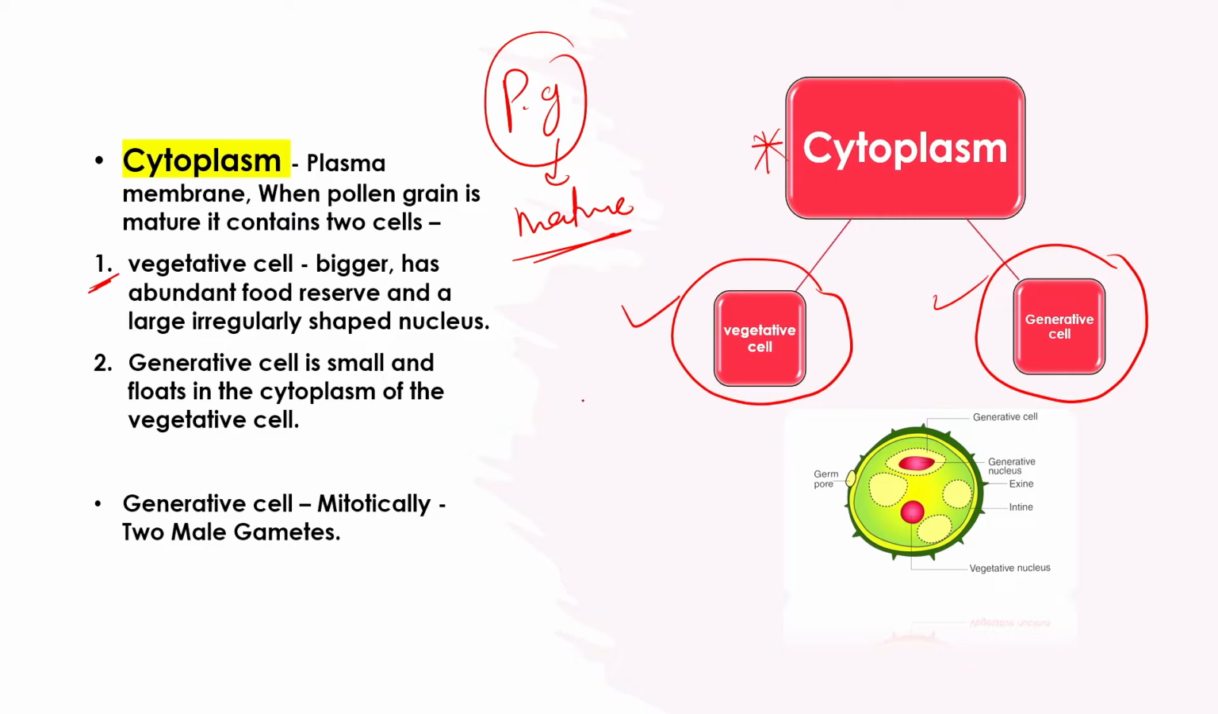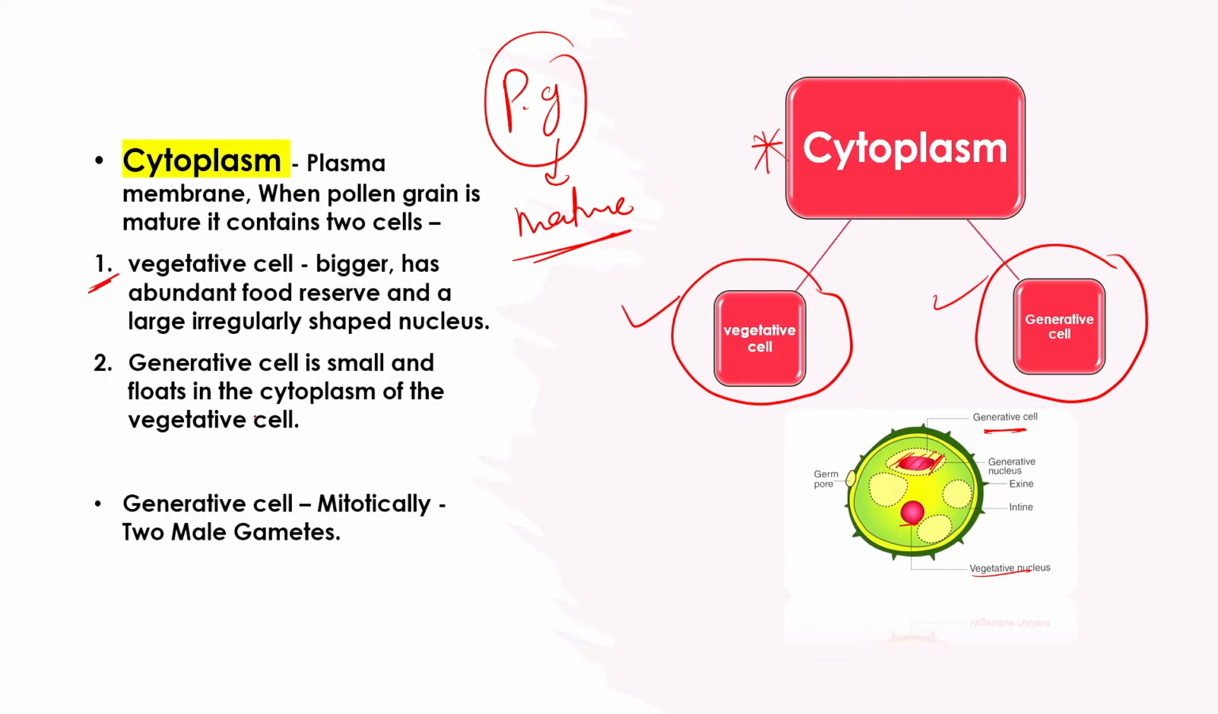In this diagram you can see this part is called the generative nucleus. The generative nucleus is enclosed by some cytoplasm around it, so it is called a generative cell, and the rest of the part is called the vegetative cell. Here the vegetative nucleus is also present.